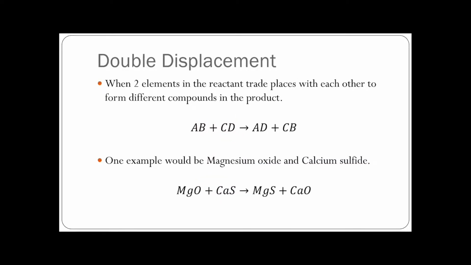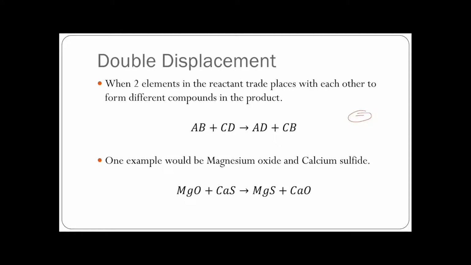Now let's talk about double displacement. So this is when 2 elements of the reactant trade places with each other to form different compounds in the product. So this is when you have 2 compounds that come into play on the reactant side, and the anions, remember those are the negatively charged ions, the anions and cations end up switching with each other so that they are paired differently in the product.